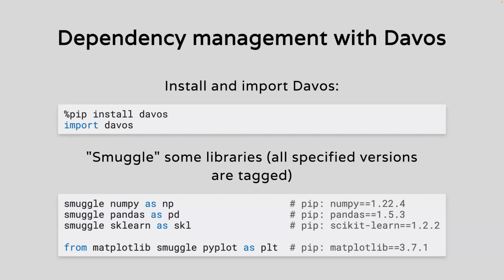We can think of it like a virtual environment that is only accessible through this one mechanism, but it's not easily reachable by any standard way you'd import. So you think of it like an isolated thing. If you smuggle a specific version of NumPy, that's what's going to get imported, even if you don't have it installed in your runtime environment. So that's the key.